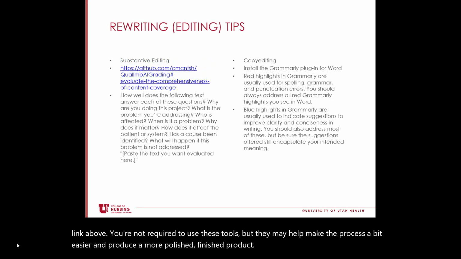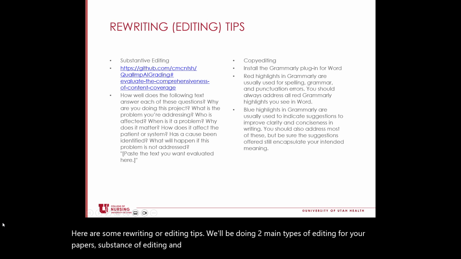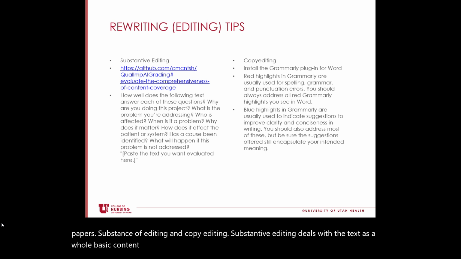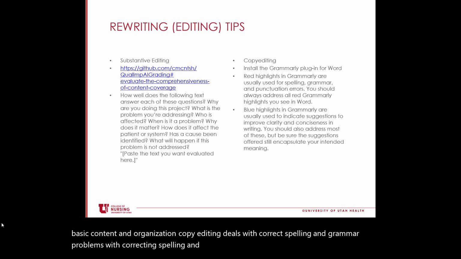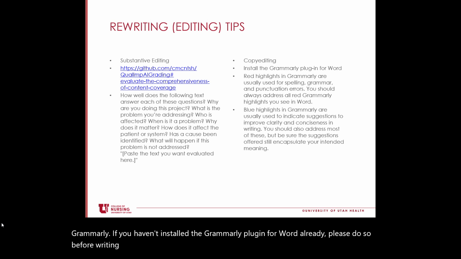Here are some rewriting or editing tips. We'll be doing 2 main types of editing for your papers: substantive editing and copy editing. Substantive editing deals with the text as a whole, basic content, and organization. Copy editing deals with correcting spelling and grammar problems. Students are required to use Grammarly. If you haven't installed the Grammarly plugin for Word already, please do so before writing this assignment.